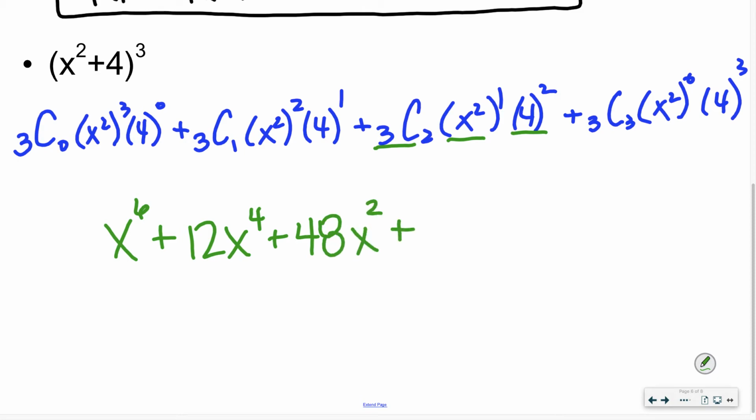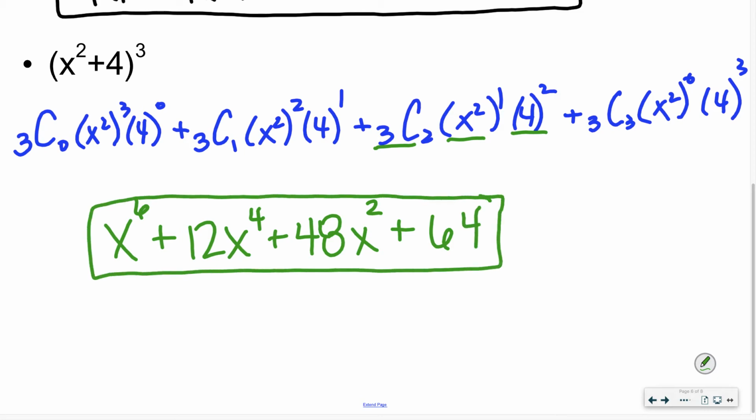And then we have 1 times 4 cubed. And 4 cubed is 64. So I'm okay with you not showing me that second step that we had in our first example. If you have the setup and then the answer, I'm pretty good with that. But I do want to see where your numbers are coming from, so at least write out the binomial theorem so I can see it.